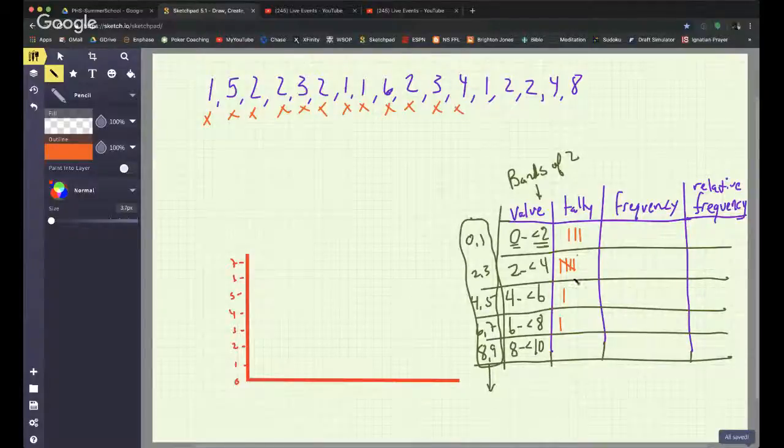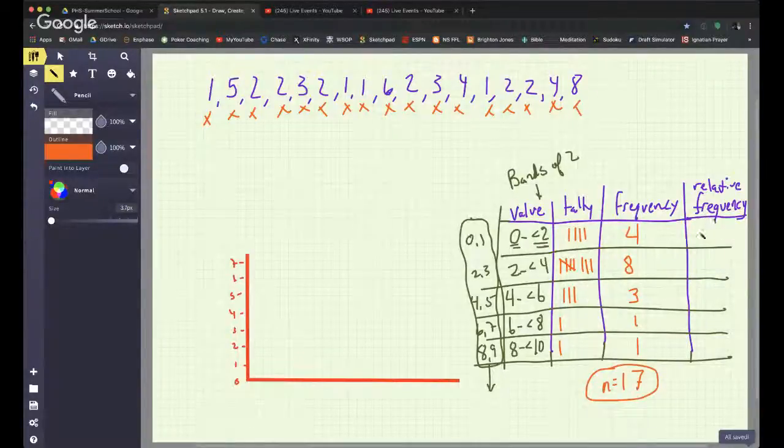3 and 4. 3 goes here. 4 goes down here. 1, 2, 2. And then 4 and 8. And we should still have 17 here. So we get 4, 8, 3, 1, and 1. So 4 and 8, 12, 15, 16, 17. So we still indeed have n is 17 because we have the same data set.